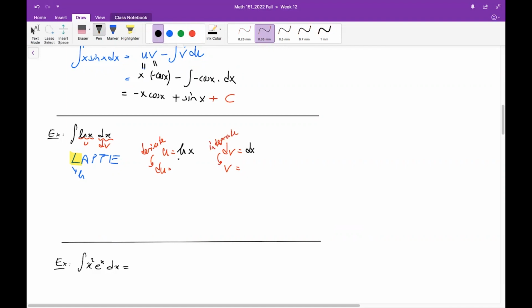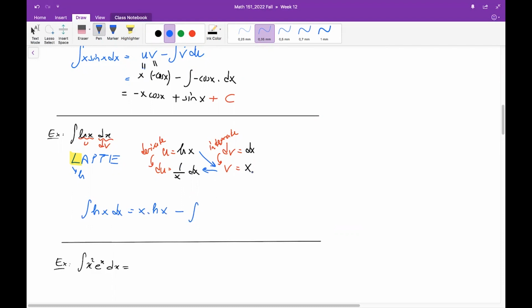Okay, what is the derivative of the ln x function? It is 1 over x dx. dx is integrated as just x, right? Okay, and then you will be applying the formula in the direction of the arrows. So this integral goes like u times v, so x times ln x, minus integral this times this.